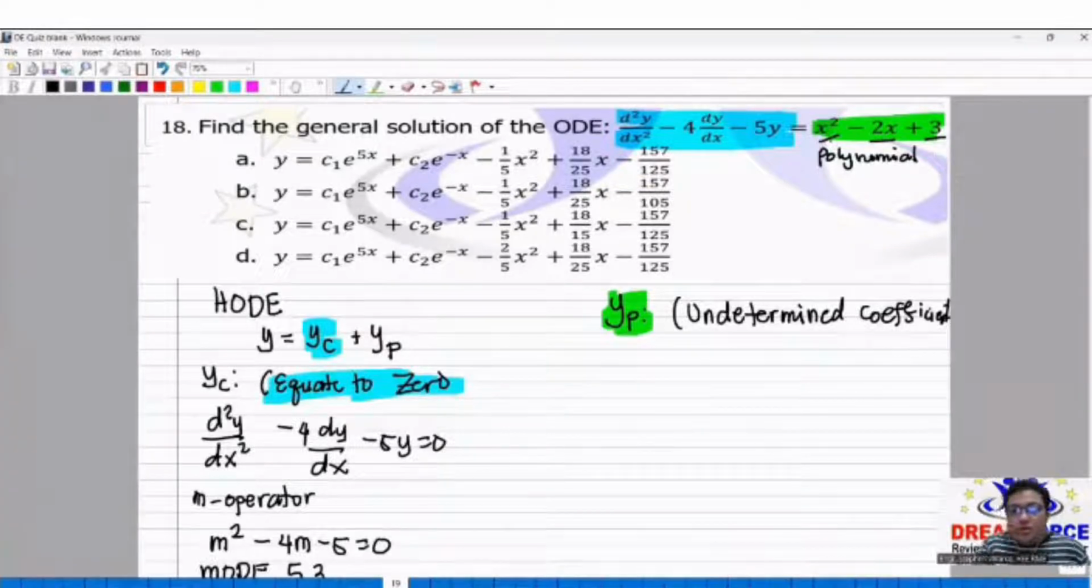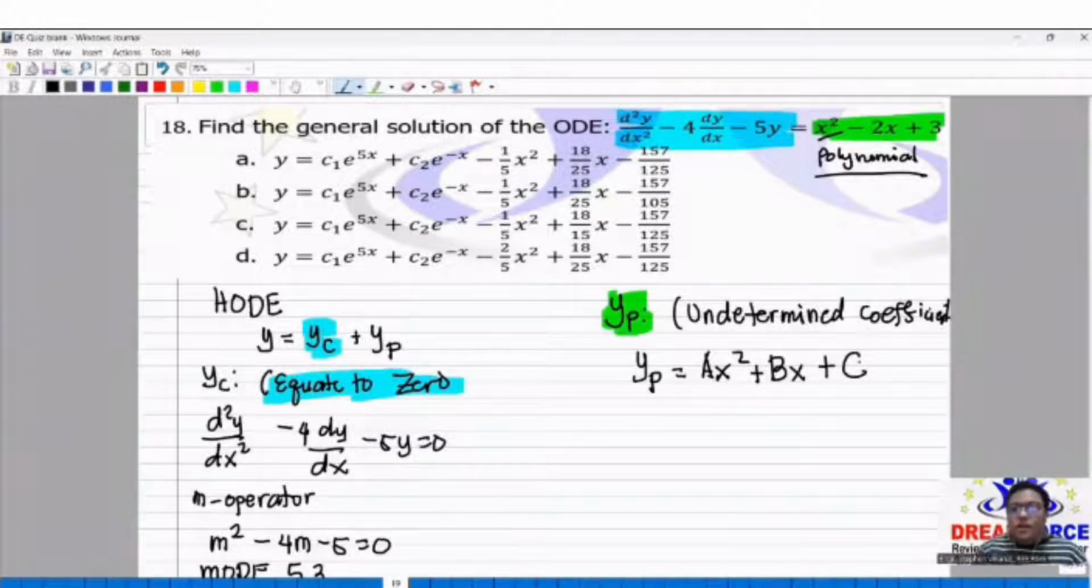Kung may trigo to, so gagamit tayo ng mga coefficients na may trigo. Okay? So, kung meron siyang exponential, gagamit tayo ng exponential. But since polynomial nga lang, yun na lang gamitin natin. And take note, naka-x squared ka. So, that is yp now will be equal to, so let's start with the highest degree. Okay, so that is ax squared plus bx plus c.